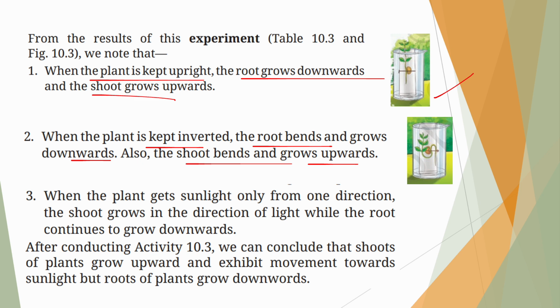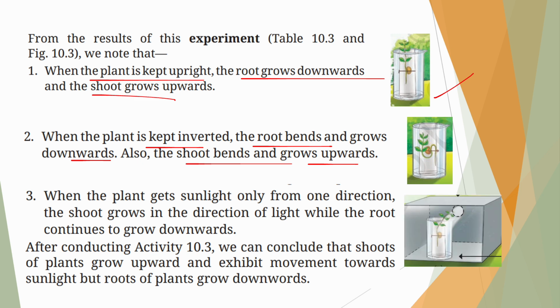When the plant gets sunlight only from one direction, like this. In this picture, you can see this plant is kept inside a cardboard box and the plant is kept upright. So, when the plant gets sunlight only from one direction, the shoot grows in the direction of light while the root continues to grow downwards.